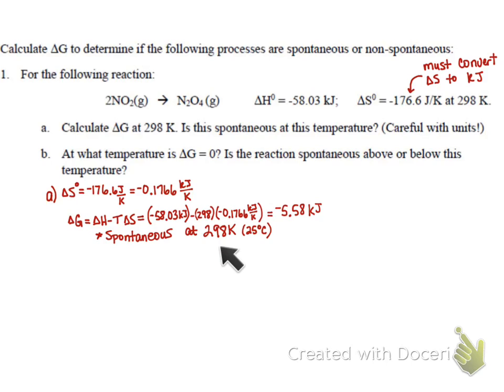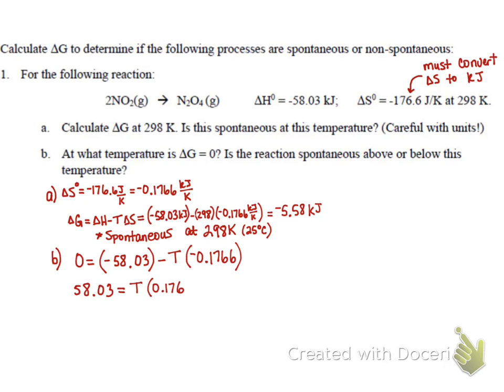So at what temperature does it go from spontaneous to non-spontaneous? And we can calculate that by plugging in a 0 for delta G. So at what temperature is delta G going to be 0? Because that's where it goes from positive to negative. So we'll plug in a 0 here and calculate temperature.